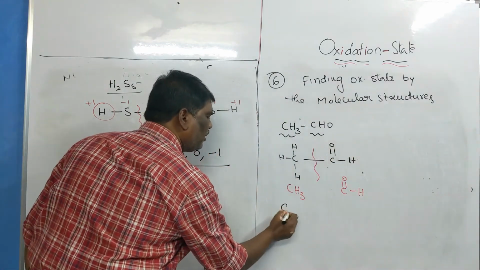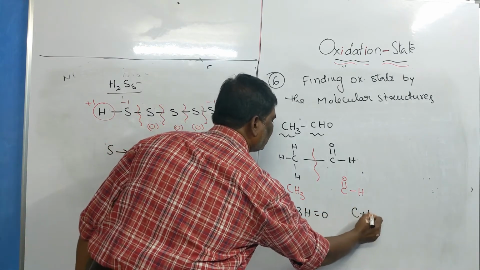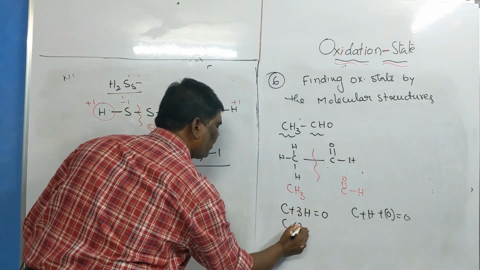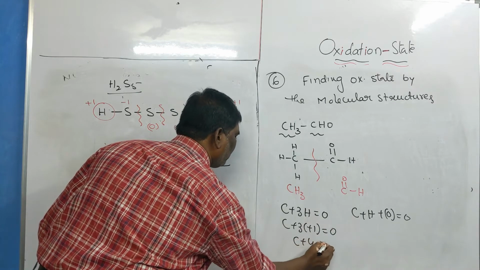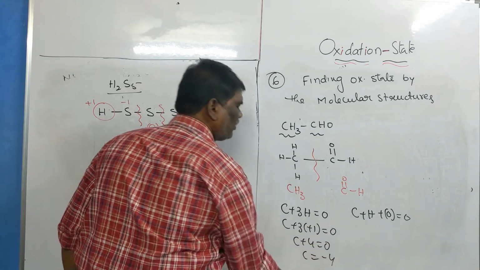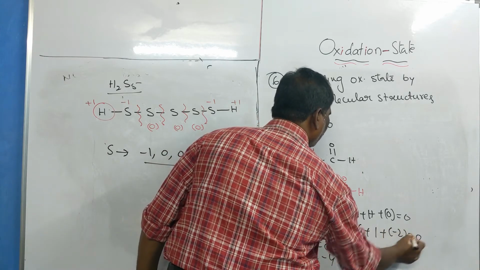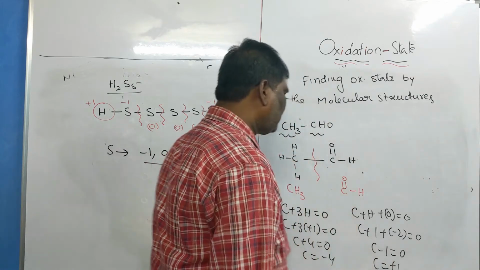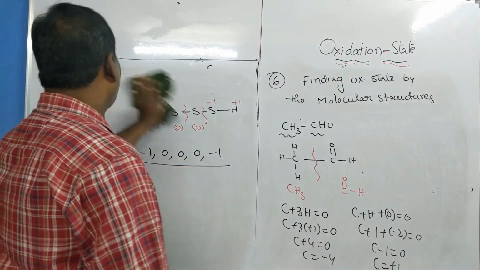Then we get: 1 carbon plus 3 hydrogen equal to 0. Carbon plus hydrogen plus oxygen equal to 0. So carbon plus 3 into plus 1 equal to 0. Carbon plus 3 equal to 0. Carbon we are getting -3. Whereas C plus 1 plus -2 equal to 0. C -1 equal to 0. C we are getting +1. Thus oxidation states of carbon are calculated. Now one more example we are taking.